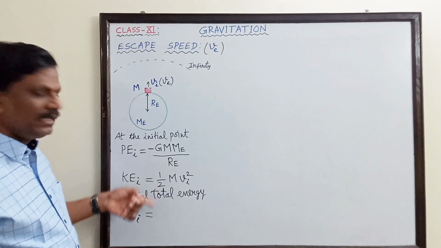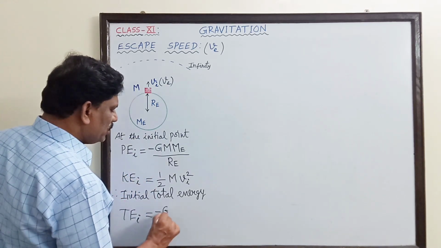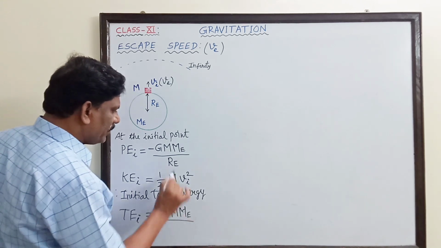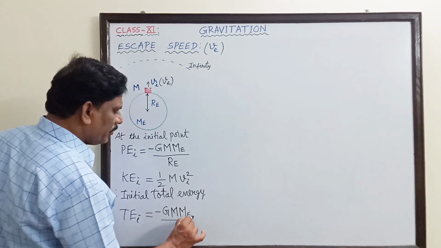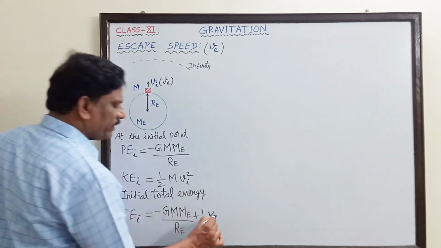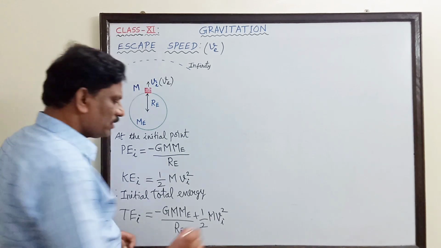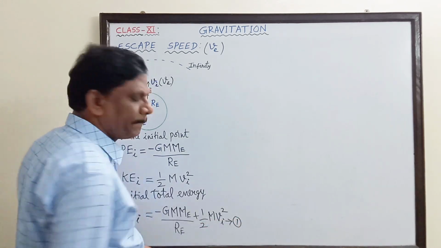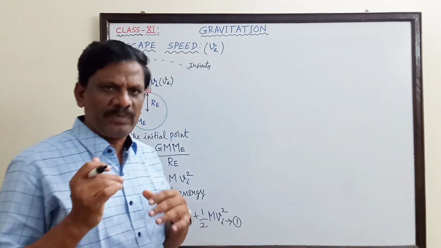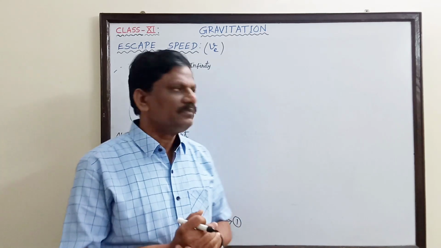So I am going to add these two. Understand? So this is minus G m Me divided by R plus half m Vi square. This Vi square also is Ve square. So this is our equation 1. Have you understood first? So initial potential energy plus initial kinetic energy is the initial total energy.